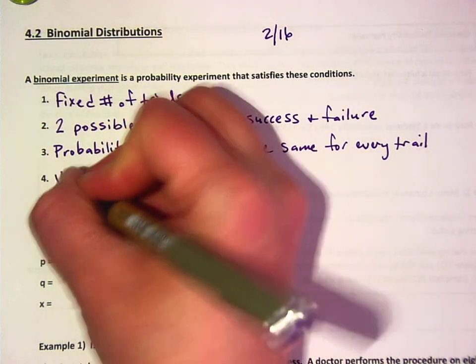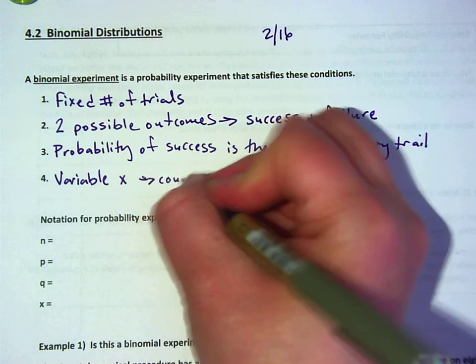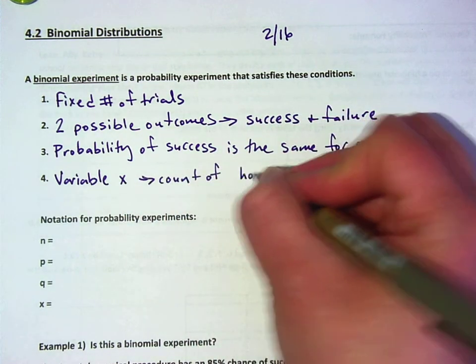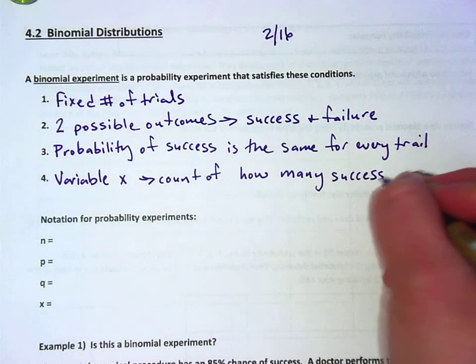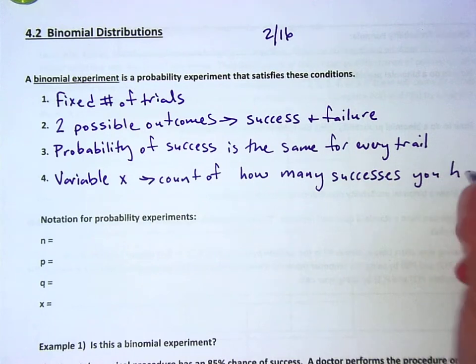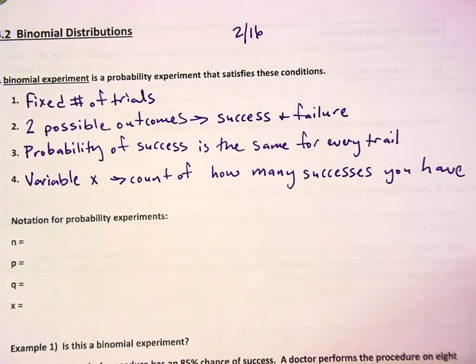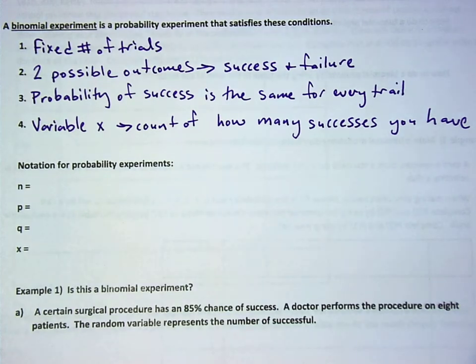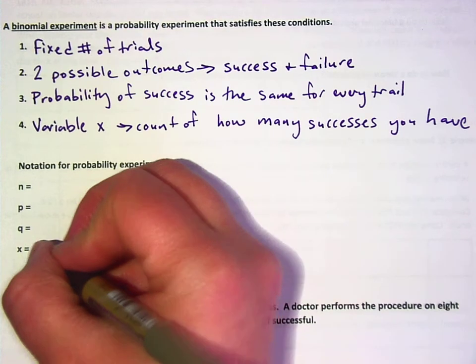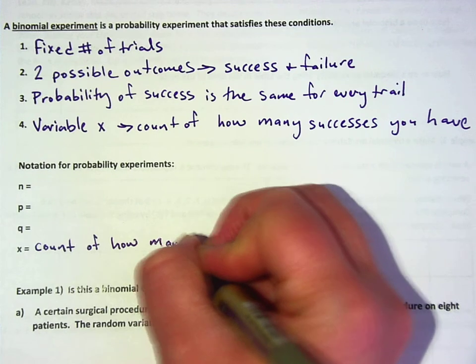And the variable x is a count of how many successes you have. All right, so I'm going to write that down here. This is a count of how many successes you have.